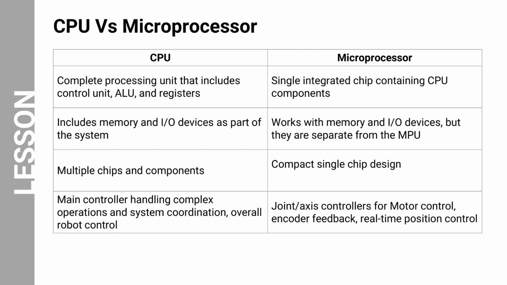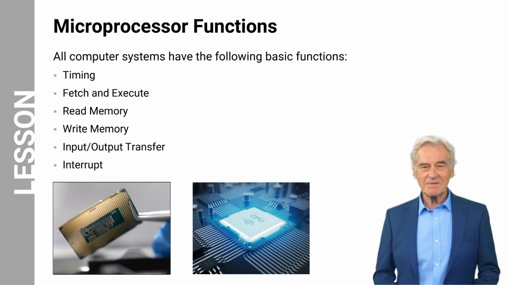The CPU is the main brain handling all the complex thinking, while microprocessors are like mini brains spread throughout a system, each handling their own specific job. While CPUs and microprocessors differ in complexity, they share core functional capabilities that enable efficient computing across various systems. These include timing, fetch and execute, read memory, write memory, input-output transfer, and interrupt.